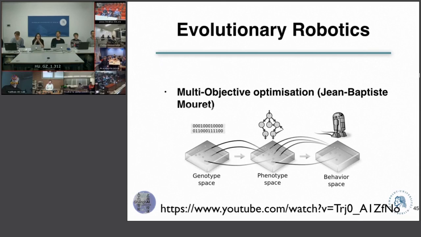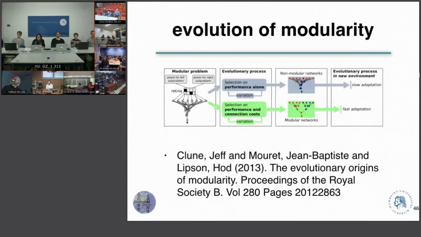And there's some strategy called multi-objective optimization, which does that. And another very recent research topic by Jeff Clune and others is the evolution of modularity.